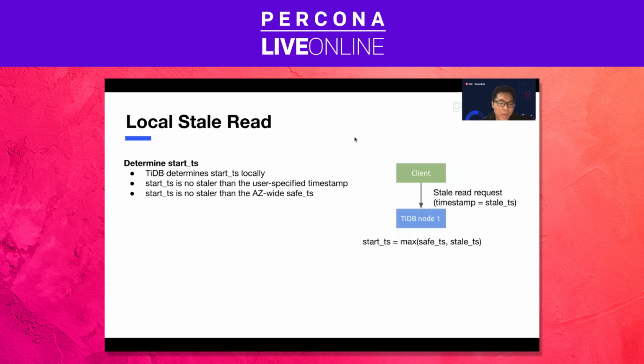Now it's very simple to determine the start TS for the transaction. TiDB can determine the start TS locally, so it doesn't need to visit the remote PD leader. The start TS should be no staler than the user-specified timestamp, and it cannot be staler than the AZ-wide safe TS. So the start TS can be calculated easily. It's the maximum of safe TS and the stale TS.